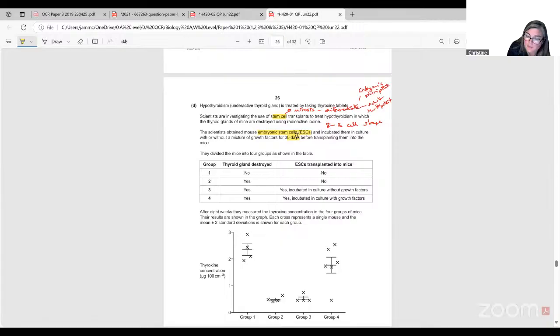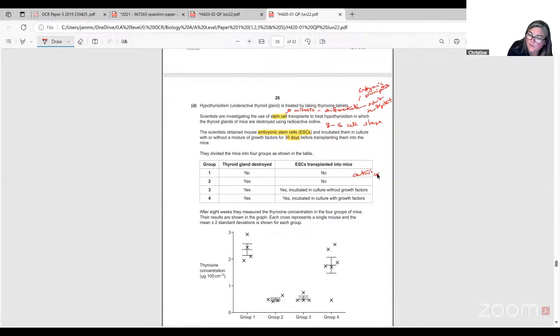before transplanting into mice. Right, okay, so was the thyroid gland destroyed? No. Were the ESCs transplanted into the mice? No. So what have we got? We've got a control for comparison. What happens if we don't destroy the thyroid gland and we don't transplant the embryonic stem cells into the mice? If we do destroy it, but we don't do the transplant, what happens just from destroying the thyroid gland?